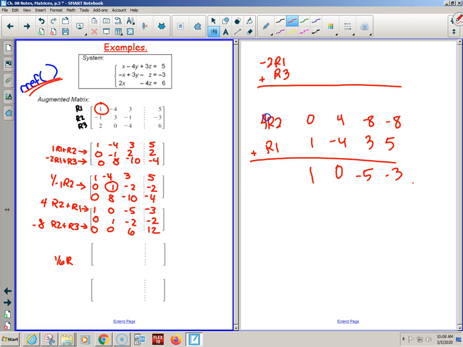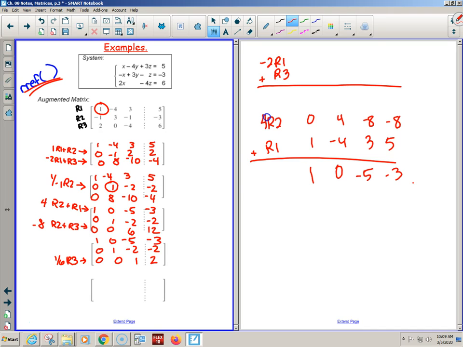So 1 over 6, R3 says 0 times 1, oh, still 0. 0 times, oh, still 0. That's the point. 6 times 1 over 6 is 1. 12 times 1 over 6 is 2. Hey, z equals 2. No, but then you have to back substitute. That's annoying. So keep going.